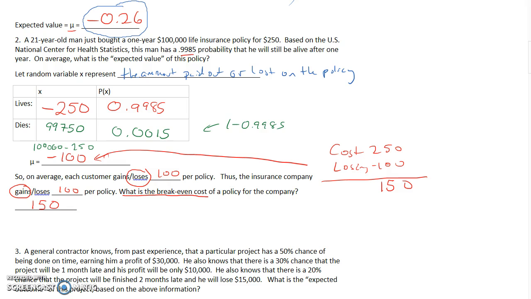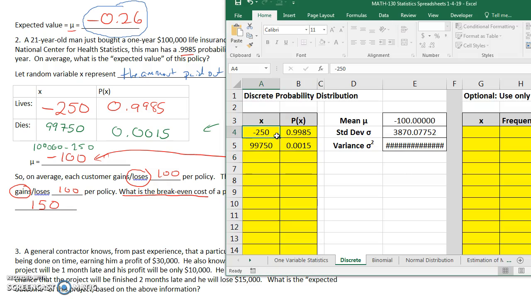Now, I just want to show you real quick in the Excel spreadsheet, if I change this to a $150 policy, he would lose $150. The payout would be 99,850, and take a look at what we get for our mean. You see we have a mean of 0. That is the break-even cost. That is the point where the person is not profiting and the insurance company is not profiting. That is the break-even point for the policy.